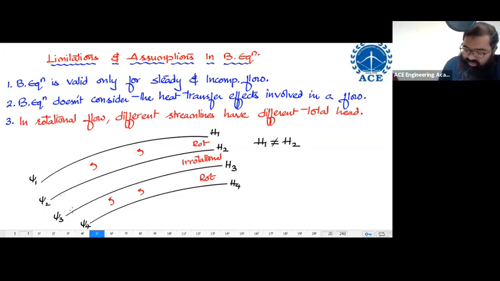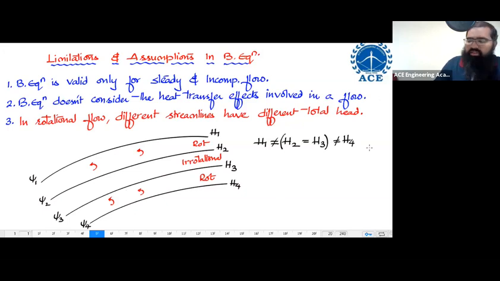But what about psi 2 and psi 3? The flow over here is irrotational. If the flow over here is irrotational, that basically means both the streamlines are supposed to have the same total head. Both of them have same total head. H2 and H3, both of them are same. Now tell me, can I write H3 is equal to H4 over here? No. The reason is over here again rotational. That means even though these two are equal, they are not equal to H4.